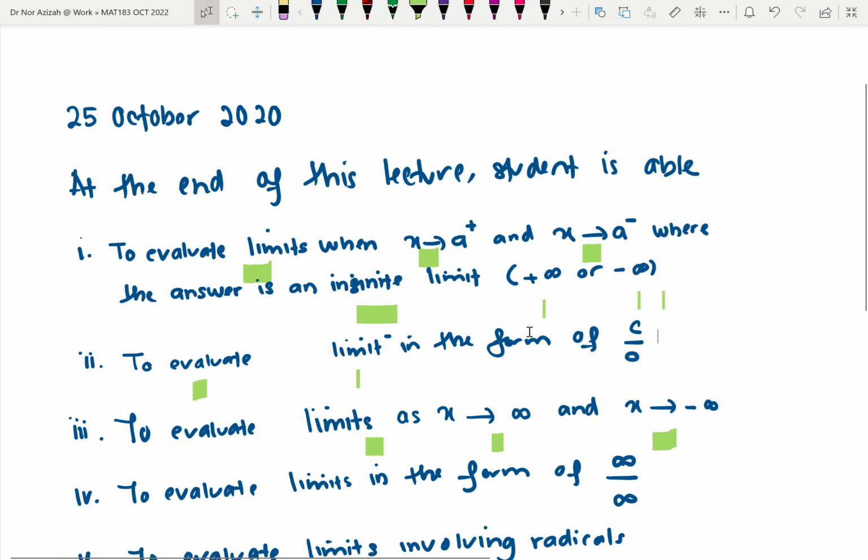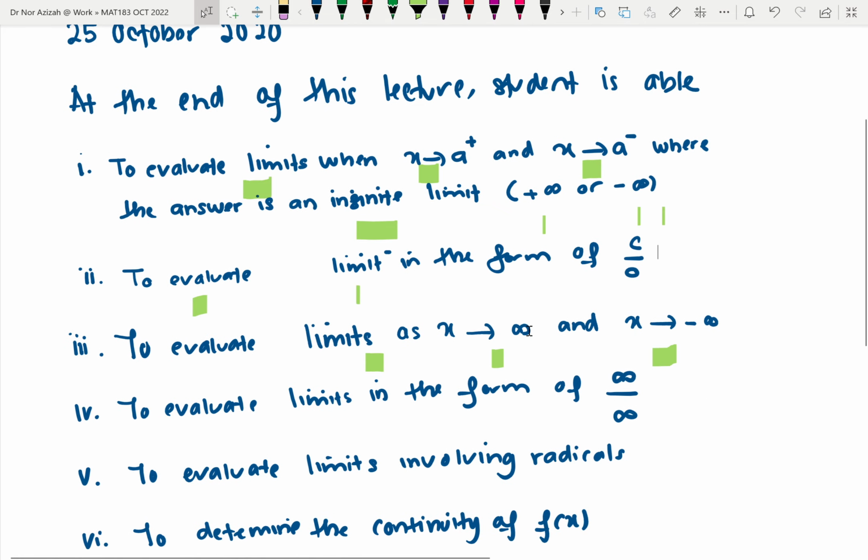Okay, so next, you need to know how to evaluate the limits in the form of infinity over infinity. When you replace the value of x, you get infinity over infinity. Before this, you learned how to solve the limit when you got 0 over 0. So now infinity over infinity. This one is c over 0.